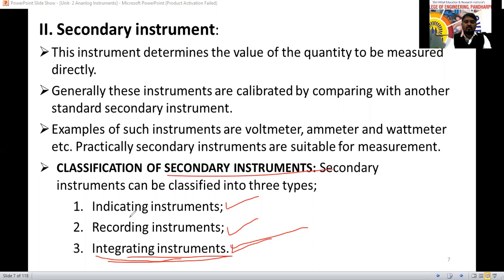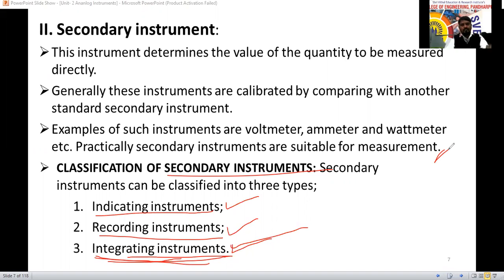Now one by one we are going to discuss all three instruments here. Up to here, if you have any doubts, you can ask me. Any doubts? No, sir.